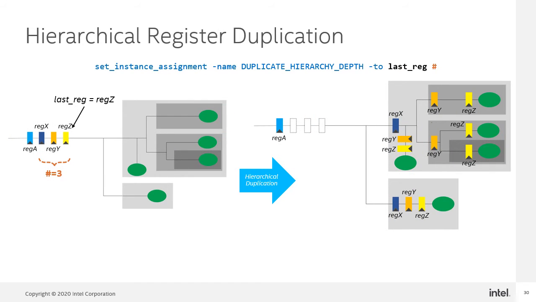Hierarchical register duplication lets you take a chain of registers and push them down into the hierarchy, making copies as needed. To use this constraint, tag the final register in the chain and indicate the number of registers to push. The software does the rest. Note the number of registers you specify will also be the number of hierarchical boundaries they descend.